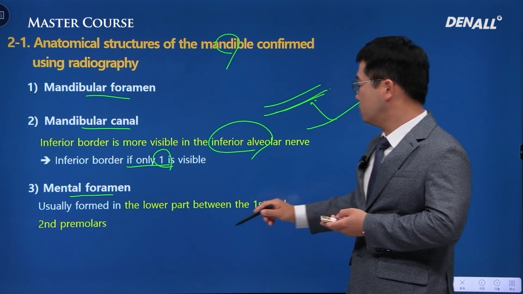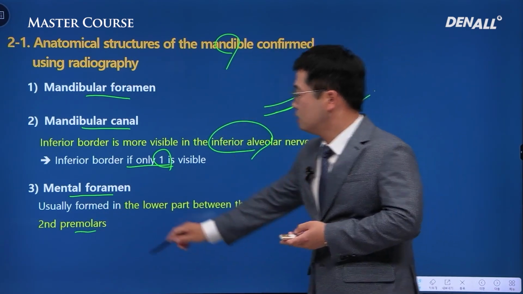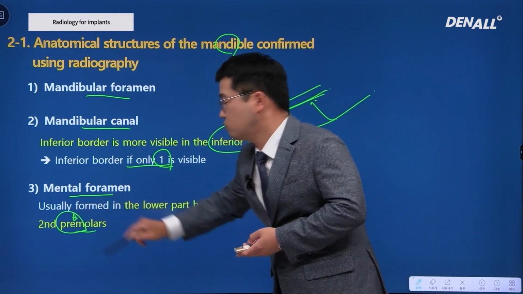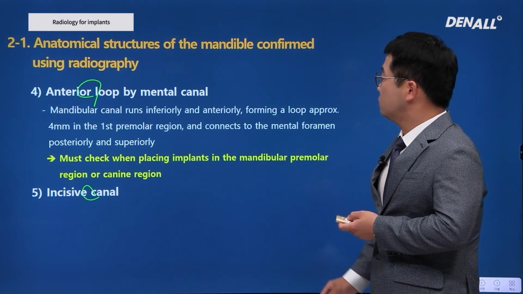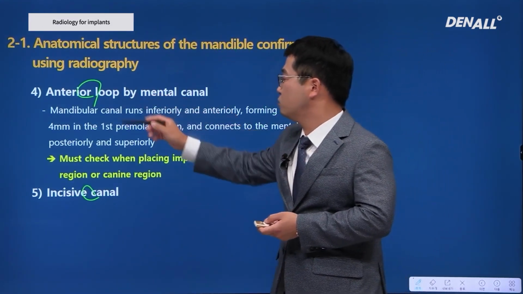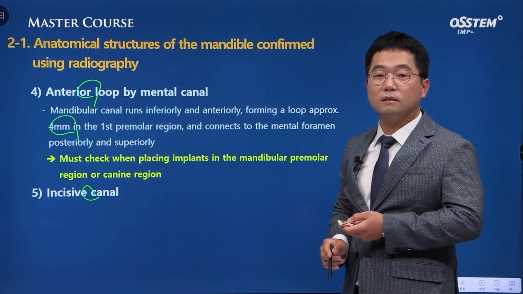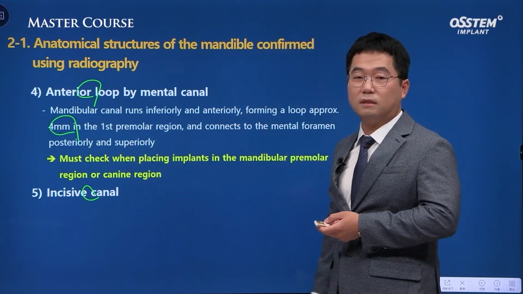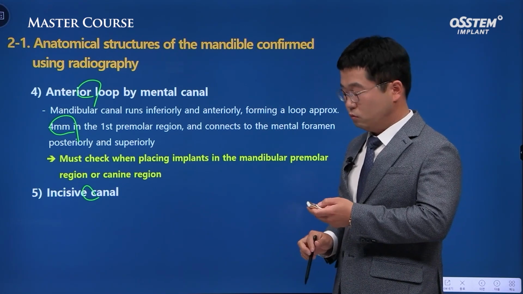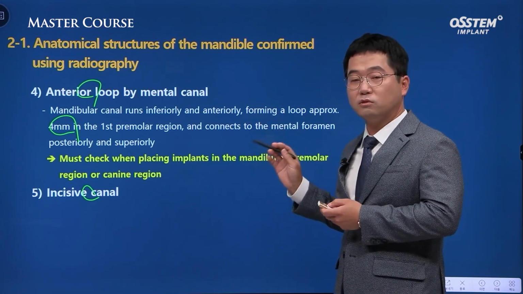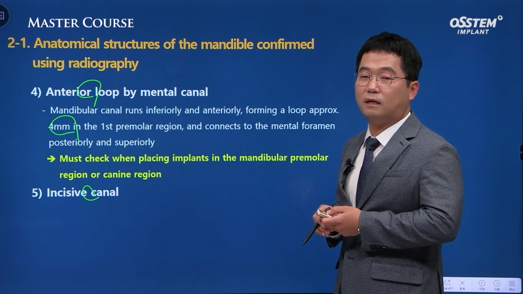The mental foramen is normally between the first and second premolar, but it is more frequently seen around the second premolar. Now, the anterior loop. The mandibular canal runs inferiorly and anteriorly, forming a loop approximately 4 mm in the first premolar region, and if you infringe upon it, nerve damage can occur. Using radiological images, we need to check these 5 major structures.